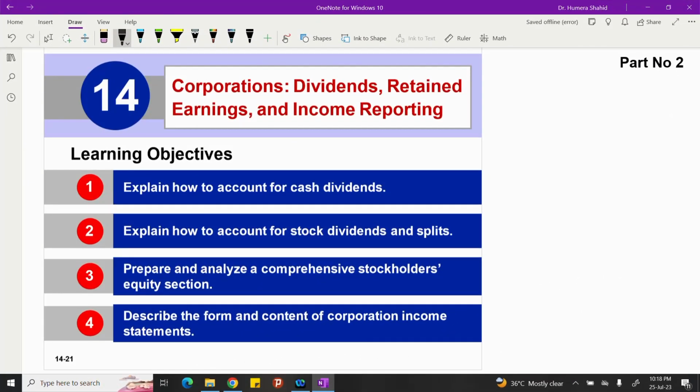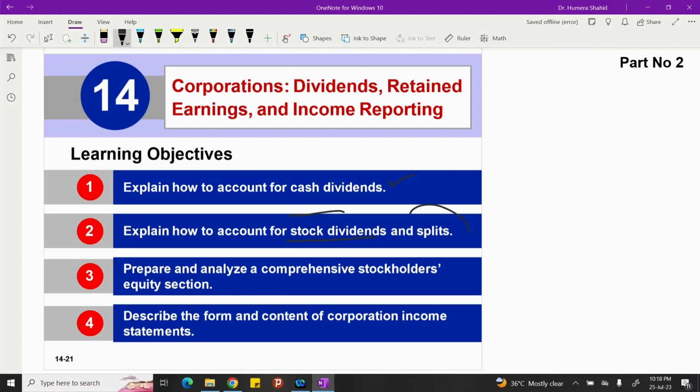This is chapter number 14 of financial accounting. And in my previous recording regarding this chapter, we already covered learning objective number 1, which was about the basis for the dividends and cash dividend. Then in learning objective number 2, we have discussed up to stock dividend, that how do companies issue the stock dividend and what are the effects of stock dividend on companies' equity section.